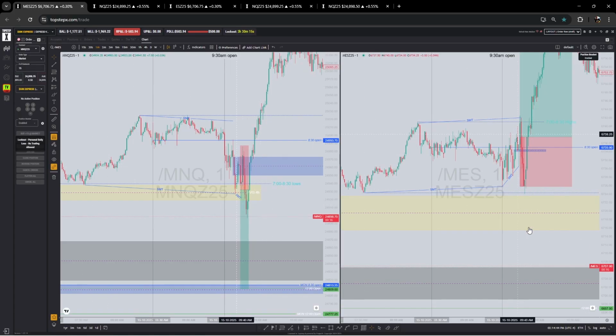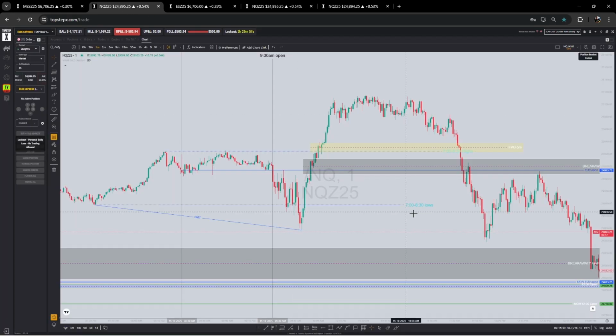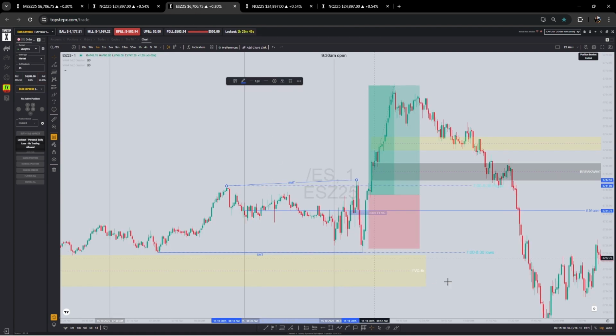So I flipped my bias, thinking that price wanted to trade back down to the discount to the 12 o'clock open, which was the discount before going higher. And this is where I made a huge mistake. Watch what happened, guys. Yes, we took it on the mini, on NQ mini we took it. On ES mini we did not.